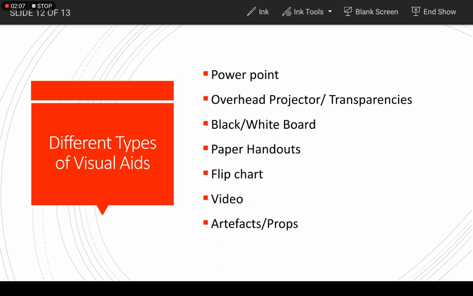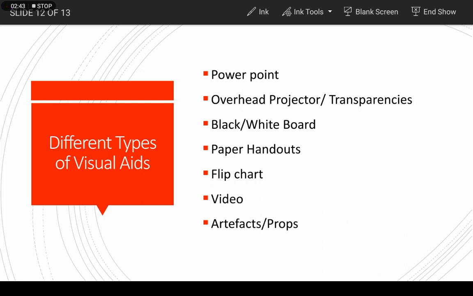Next comes overhead projector slides or transparencies. Overhead projector slides or transparencies are displayed on the overhead projector, OHP in short. It's a very useful tool found in most lecture and seminar rooms. The OHP projects and enlarges your slides onto a screen or wall without requiring the lights to be dimmed. You can produce your slides in 3 ways.